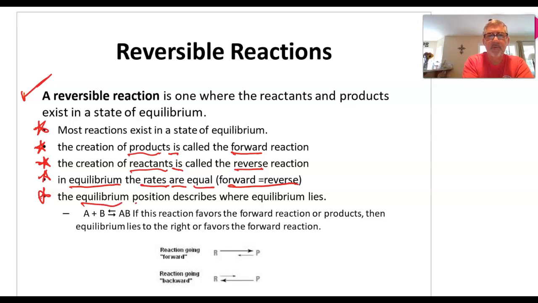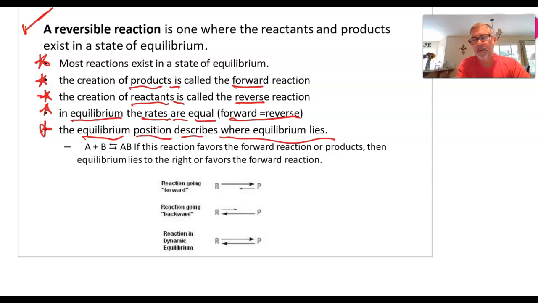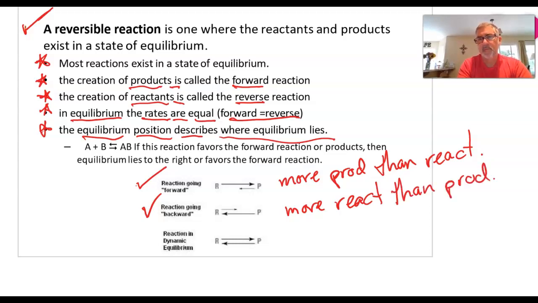Equilibrium position describes where equilibrium lies. If we look at our picture here, with our two arrows, if my right arrow is bigger than my left arrow, this favors the forward reaction. So at the end, you have more products than reactants. If you look at this next one, my reverse arrow is larger than my forward arrow. So at the end, we have more reactants.